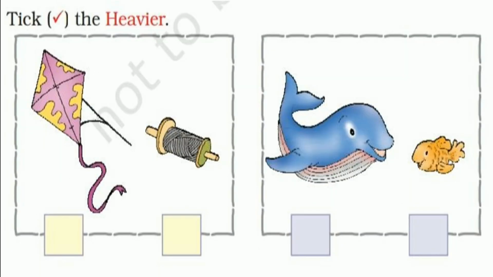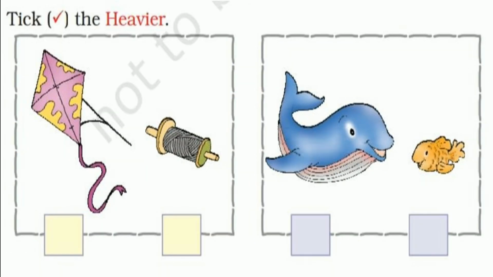Next, tick the heavier. Children, here you can see a kite and a firki. So, between these two, which weighs more, kite or firki? Yes, firki weighs more, right? So, firki is heavier than kite. Let us take firki.